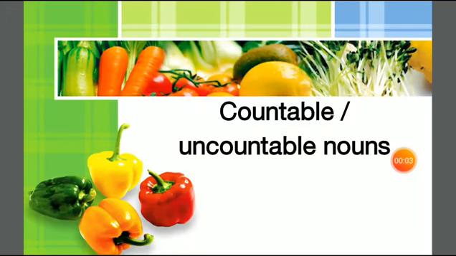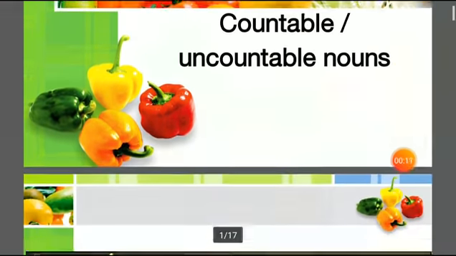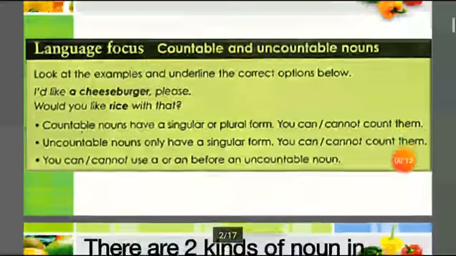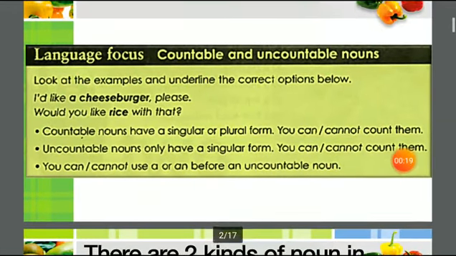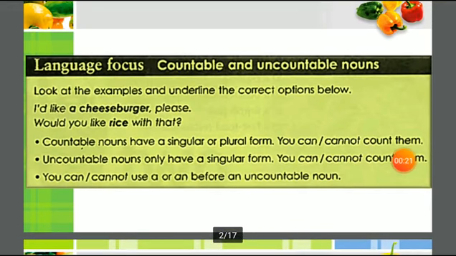Hello everyone. Today we learn about countable and uncountable nouns. Look at the examples and underline the correct options below. For example, I would like a cheeseburger, please. Would you like rice with that?